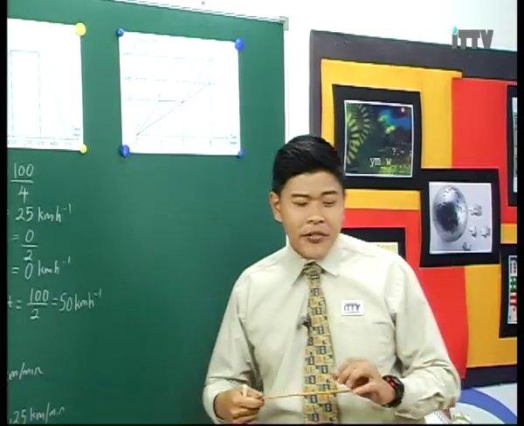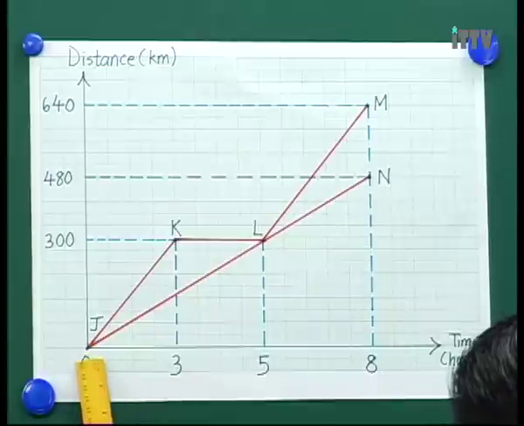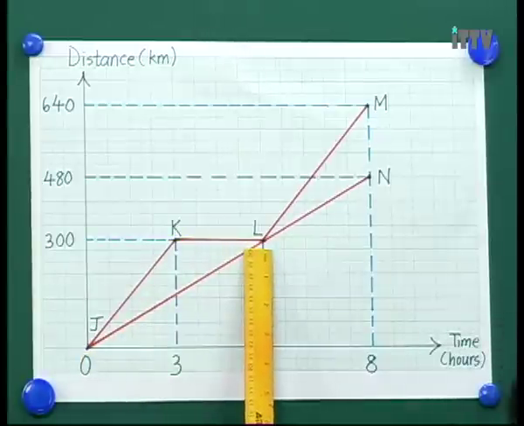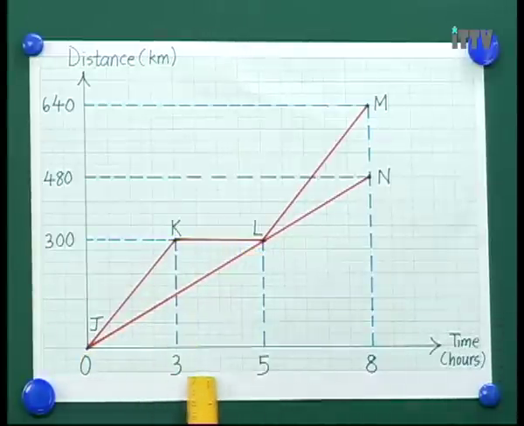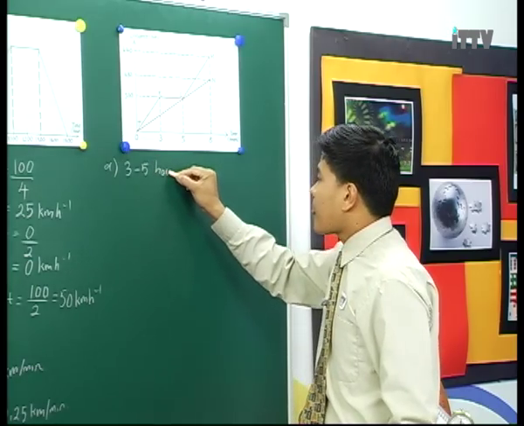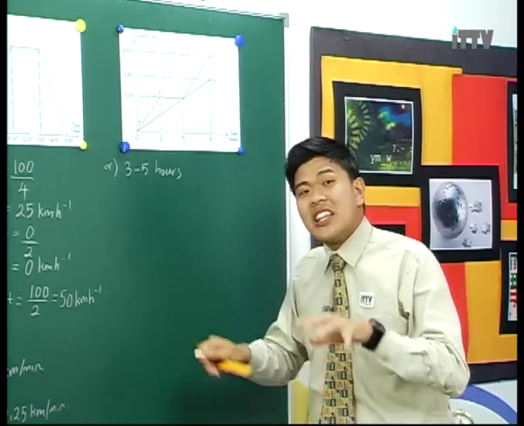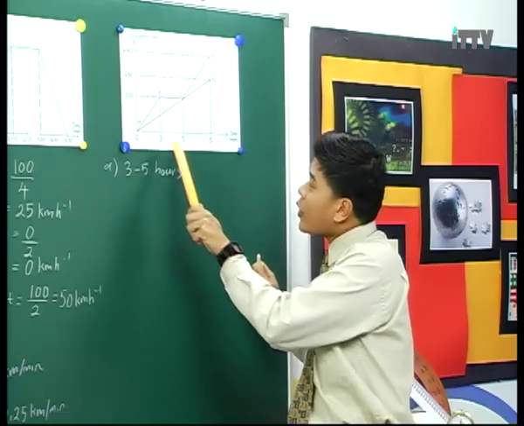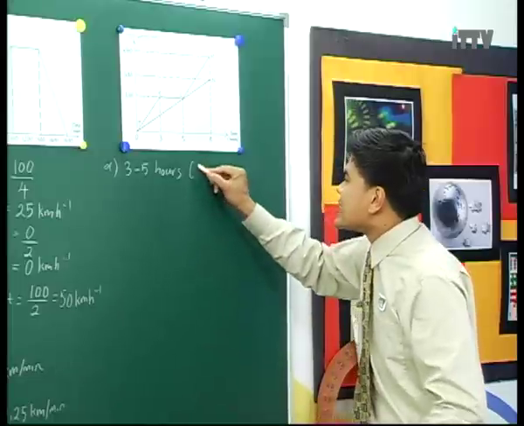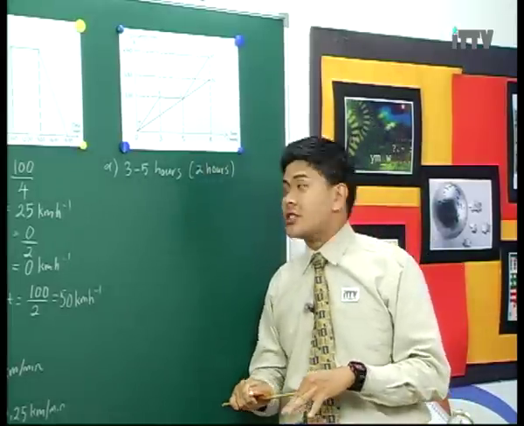A, state the period of time during which the lorry is stationary. Now, look at the lorry. The stationary part is from point K to point L. It is from the time of 3 hours to 5 hours. So this is the period of time where the lorry does not move. It is resting, from 3 hours to 5 hours from the start. So altogether, it is actually 2 hours.